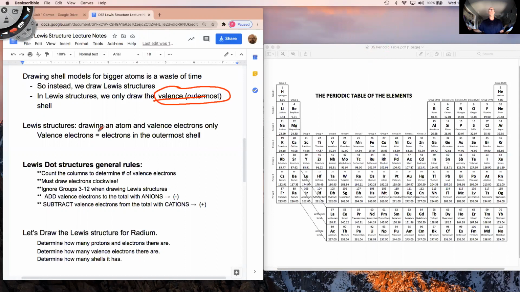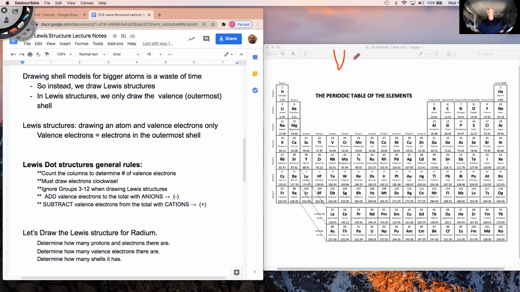So in Lewis structures, we're going to draw only the valence electrons, and the valence electrons are the outermost electrons. Let me just take you through the valence. This is column number 1, column number 2, column number 3, 4, 5, 6, 7, and 8. These guys in here, we are not going to use them at all, so we're going to get rid of these right here. We're only going to be using those columns, 1 through 8.